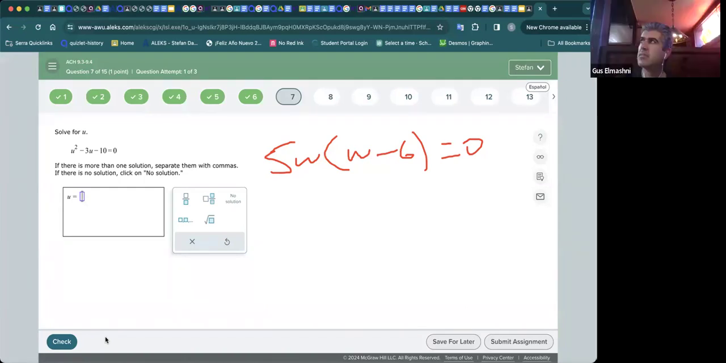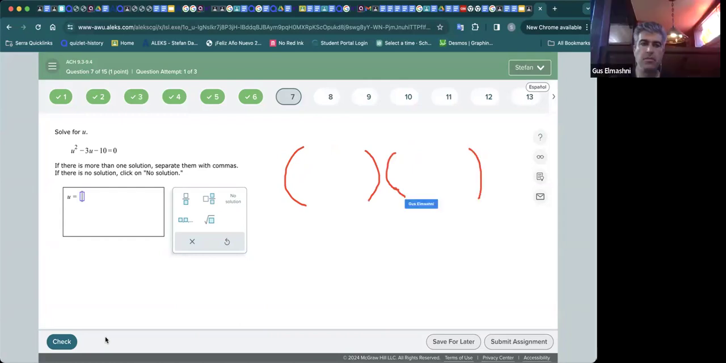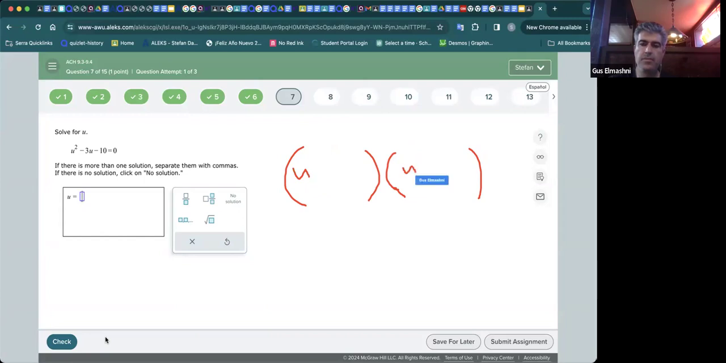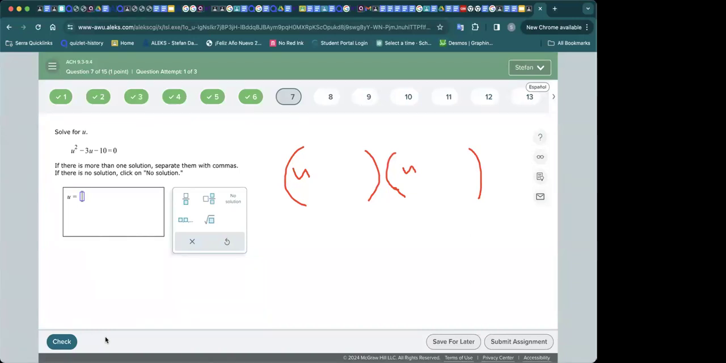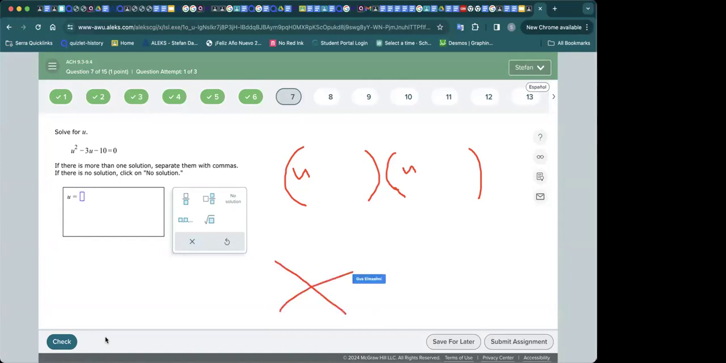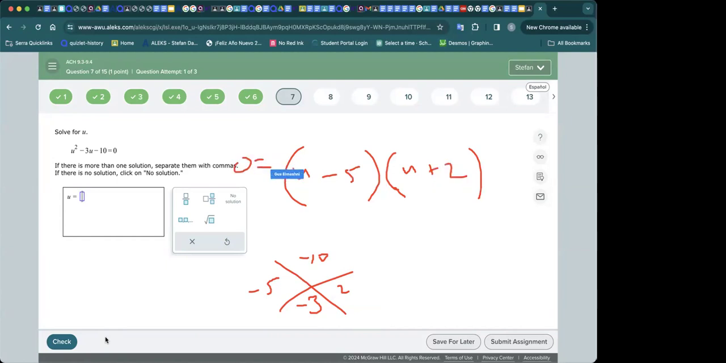U equals. Let's set up U. You want to factor it? Negative 2 for one of them. No. What two numbers multiply to negative 10 and add to negative 3? It has to be one. Negative 5 and positive 2. Good, good. Negative 5 and 2.